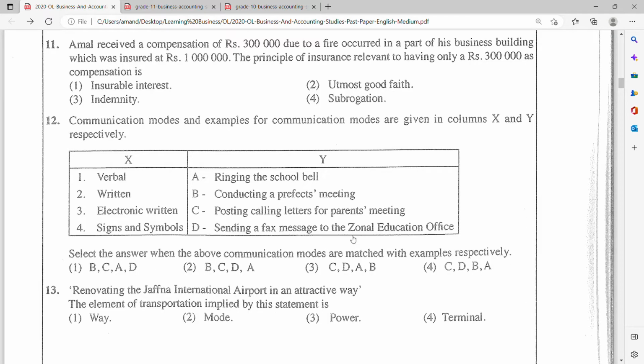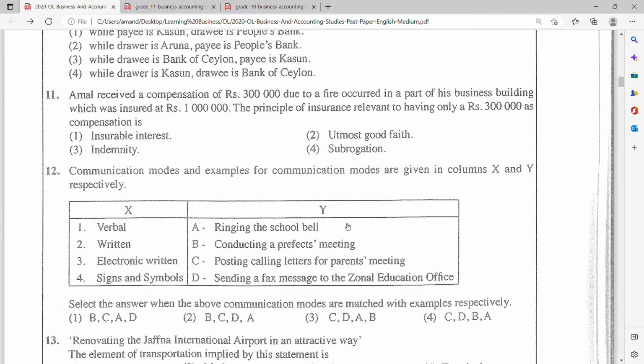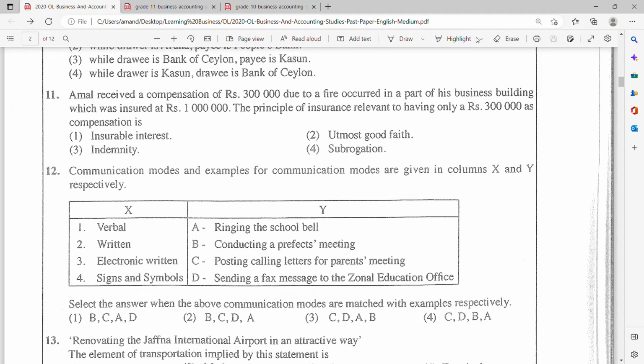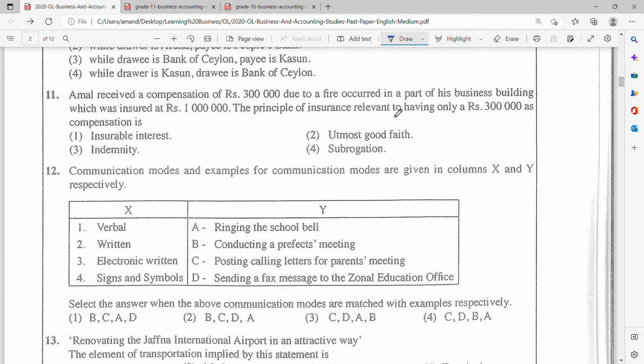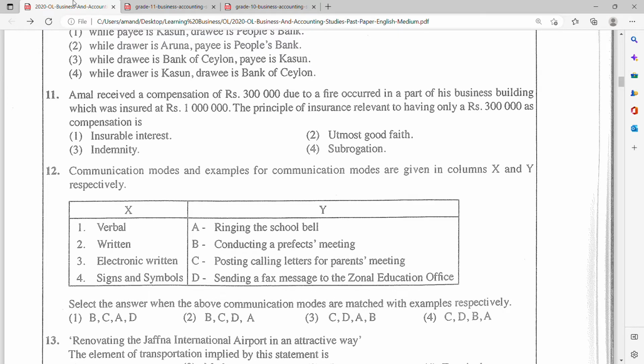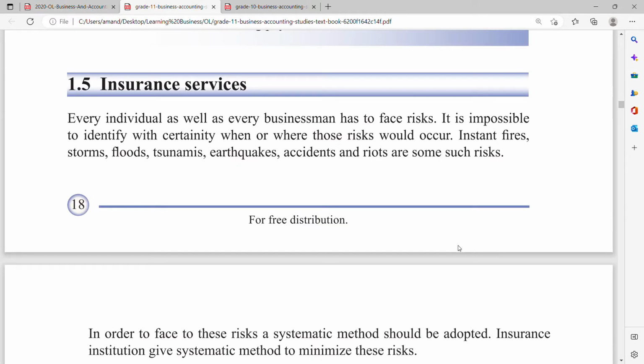Question 11. Amal received a compensation of rupees 300,000 due to a fire that occurred in a part of his business building, which was insured at rupees 1 million. The principle of this insurance relevant to having only rupees 300,000 as compensation is: insurable interest, utmost good faith, indemnity, subrogation. If you go through your grade 11 textbook on page number 18, you will study about insurance services.